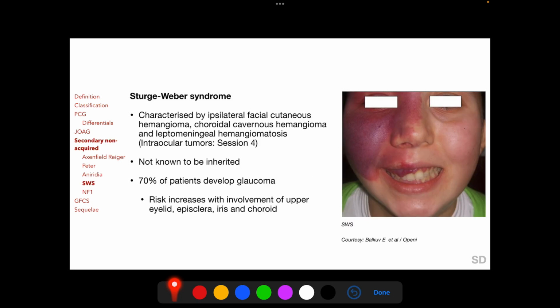Sturge-Weber syndrome is characterized by ipsilateral occurrence of facial cutaneous hemangioma as seen here in this photograph, also known as port wine stain, choroidal cavernous hemangioma, and leptomeningeal hemangiomatosis, and it is not known to be inherited. As many as 70% of patients with Sturge-Weber syndrome develop glaucoma, and the risk increases with involvement of the upper eyelid, the episclera, the iris, and the choroid with the hemangiomatous lesion.